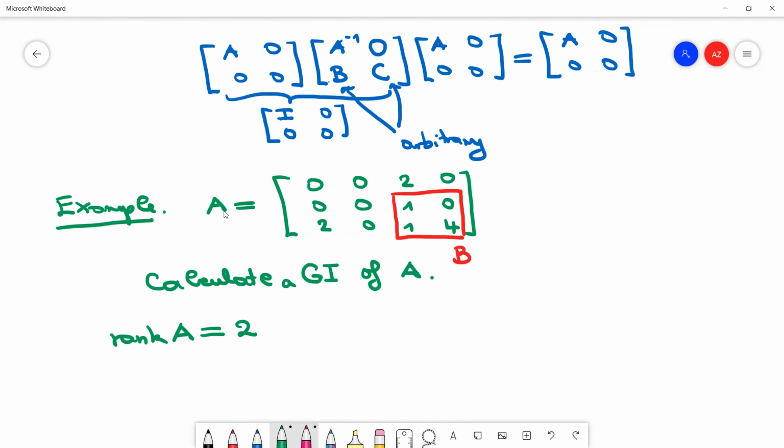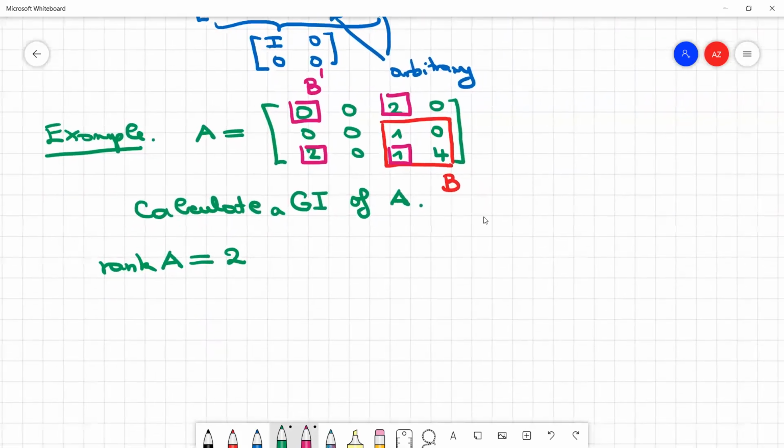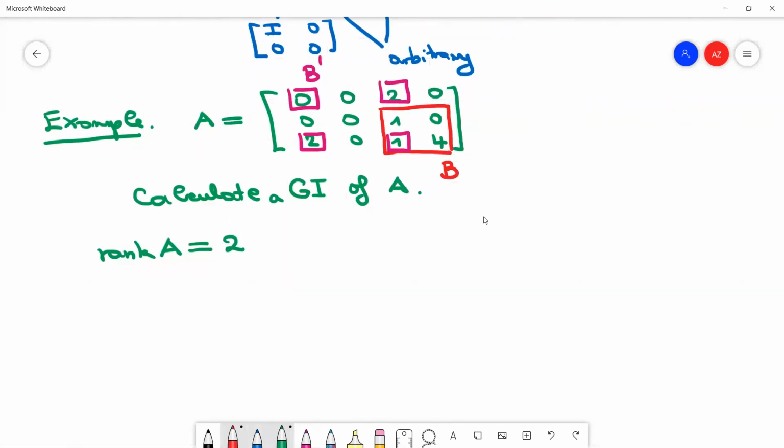We could also choose some other matrix, for example, this. This one also has a non-zero determinant: 0 times 1 is 0, minus 2 times 2, it's minus 4. So this is also an appropriate choice. And both of them will give us different generalized inverses. So let's do the calculation with the red B.